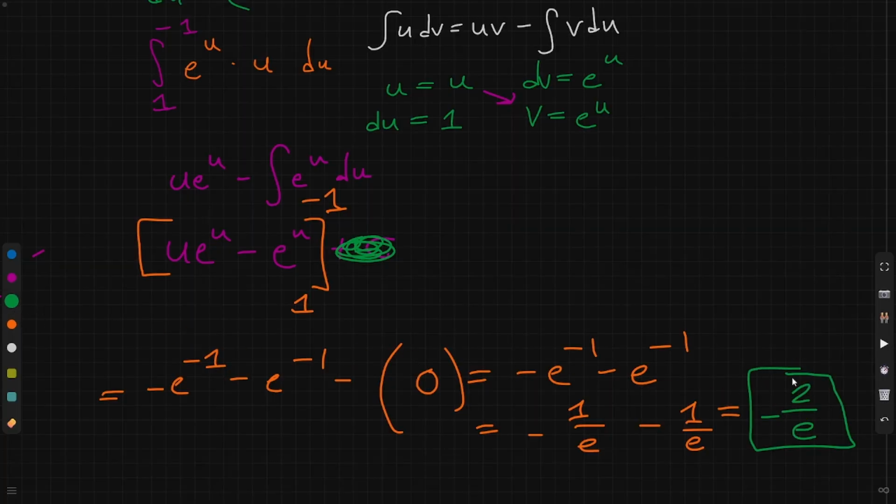And that's the value for this integral. And the decimal approximation for this answer is going to be around -0.736. And yeah, that's it. We solved the integral.